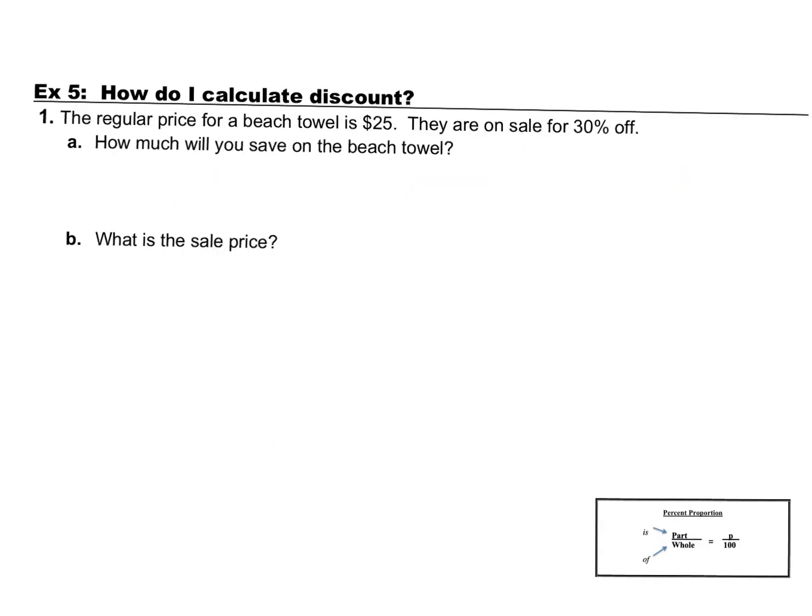All right, example number 5. How do I calculate discount? The regular price for a beach towel is $25, and they are on sale for 30% off. How much will you save on the beach towel? So the question you need to answer is, what is 30% of 25? And that'll tell you that part that you'll end up saving.